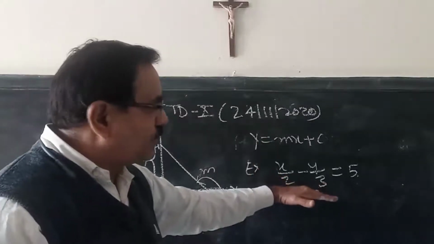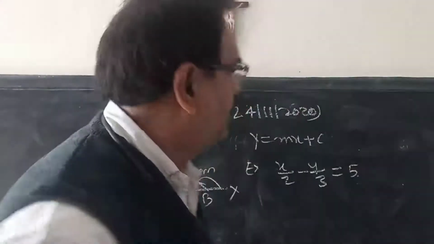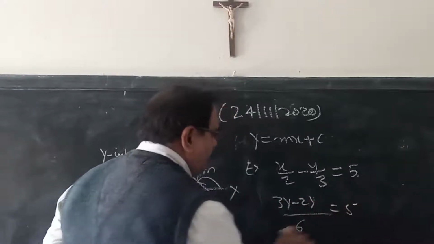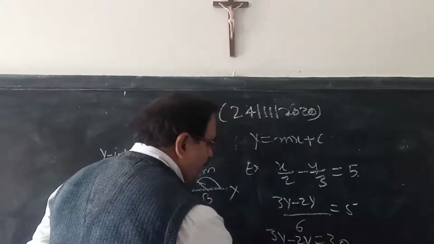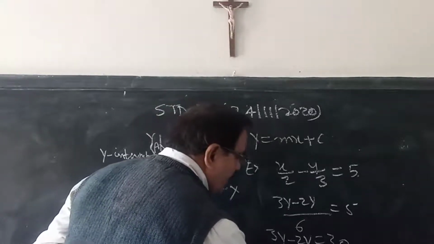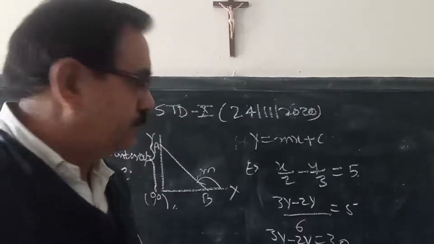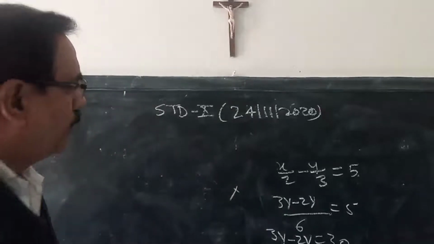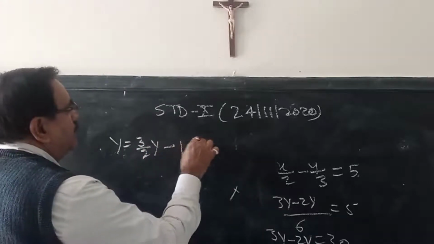First of all, we will solve and write this equation in standard form. Standard form is ax plus by is equal to c. So 3x minus 2y is equal to 30. Means 3x minus 30 is equal to 2y. Means y is equal to 3 by 2 x minus 30 by 2. So, solving here, y is equal to 3 by 2 x minus 15.